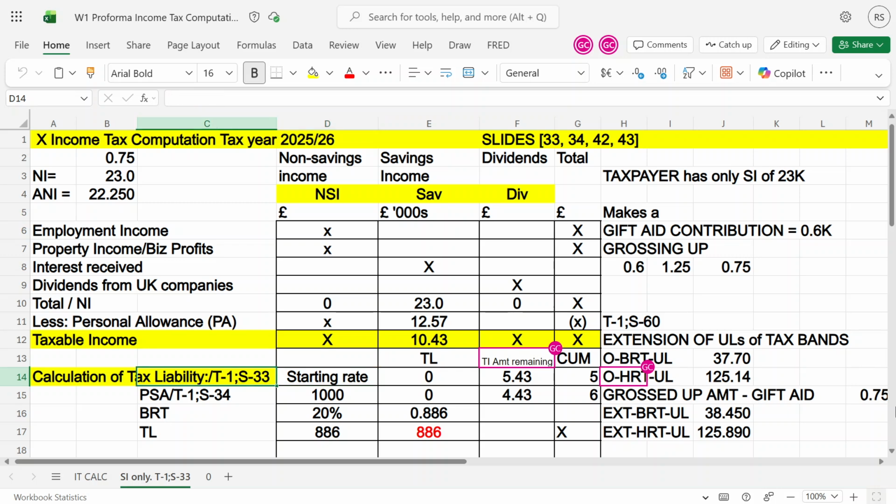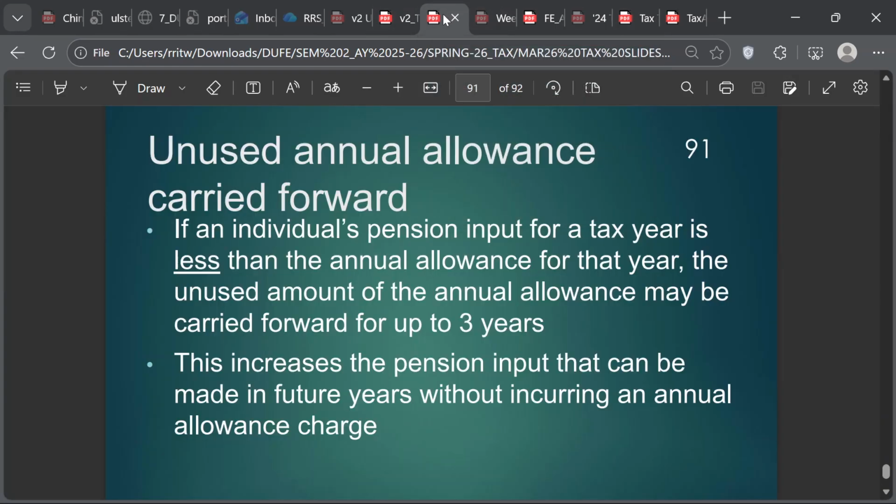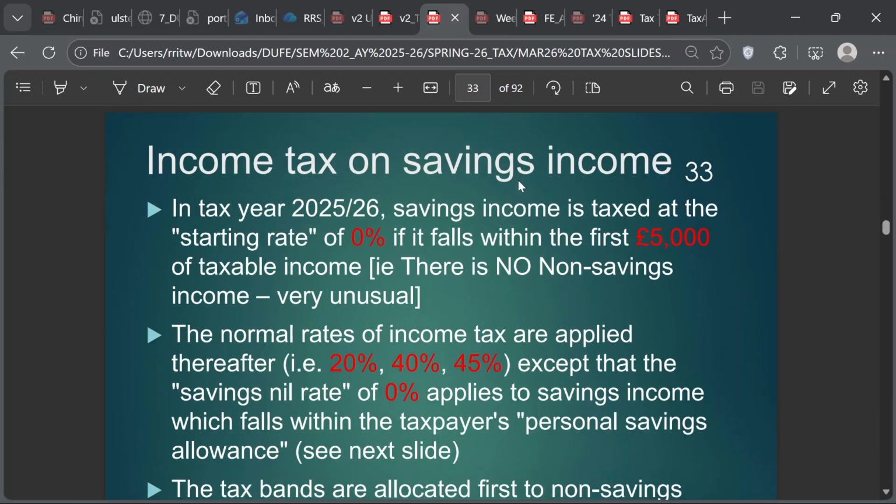Remember slide number 33? No, not really. One sec. Okay, all right, let's go to slide 33. What is slide 33 showing you? Slide 33 is showing you the rule on the starting rate of taxation. It is telling you that if there's savings income that falls within the first 5,000 of taxable income, then the starting rate applies.